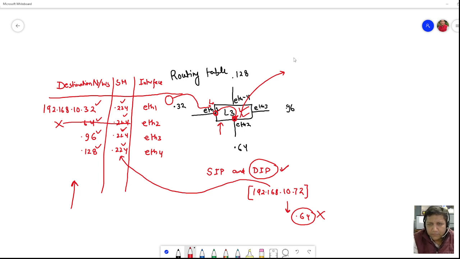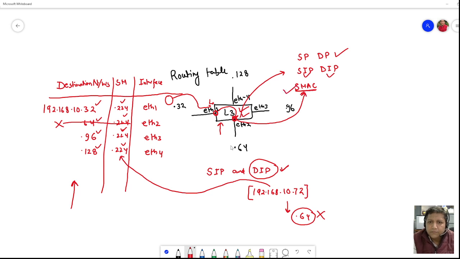So again, the packet will be reformulated. The packet will be repacked. We require the source port and destination port, which are already there in the packet. We haven't touched the transport layer header. Source IP and destination IP remain the same in the network header. Source MAC will change. Now the source MAC will be the MAC address of this interface, eth2.